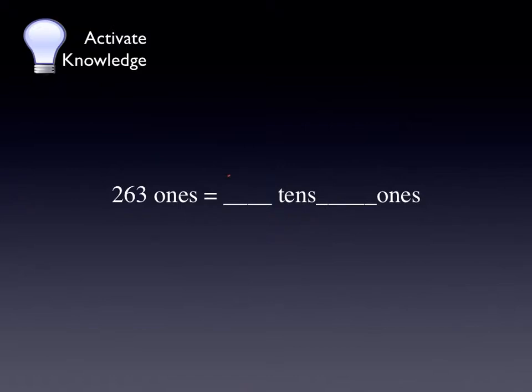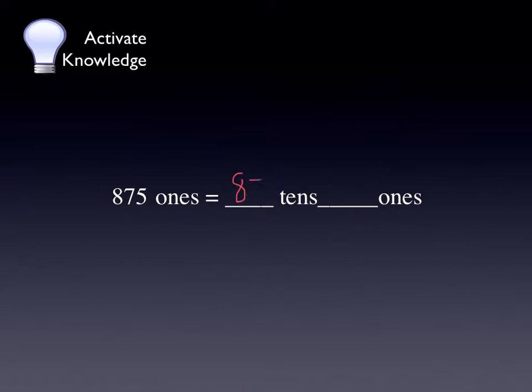263 ones becomes 26 tens and 3 ones. 463 ones becomes 46 tens and 3 ones. 875 ones becomes 87 tens and 5 ones.